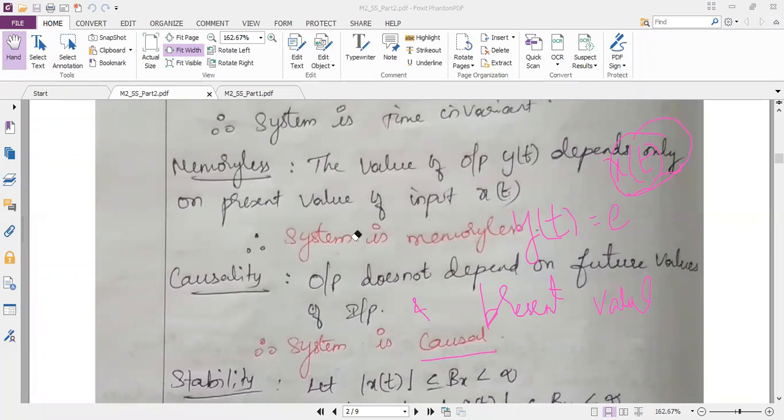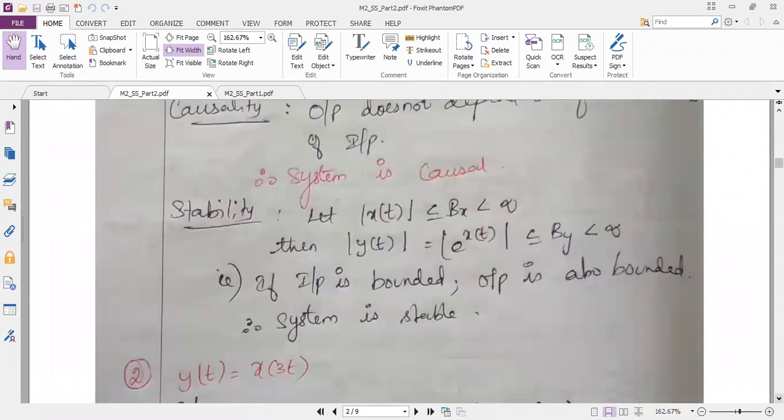Is it clear? Yes, ma'am. So now the next one is stability. As per your question, we need to find stability. Listen, we have discussed in the theory, magnitude of x of t less than or equal to mx, as per the prescribed book. Here they have used b, dx. Nothing wrong. Since we use the BIBO table, they have used dx here, dx less than infinity.